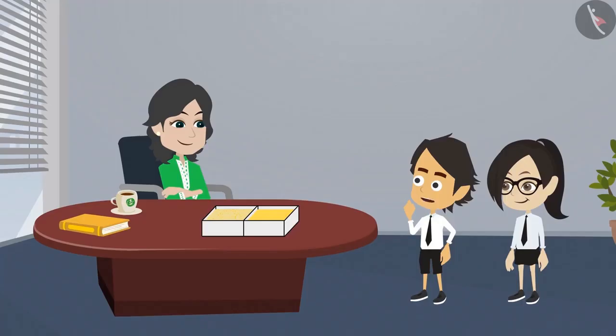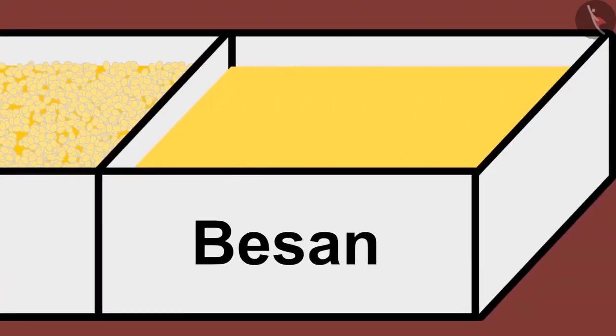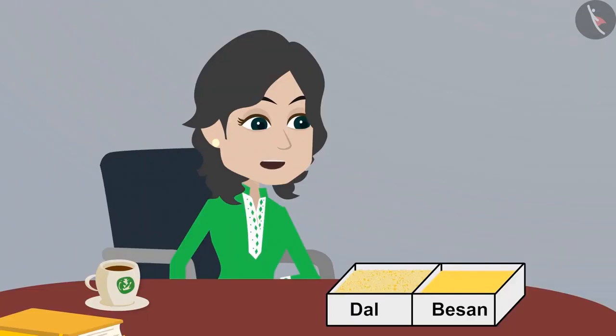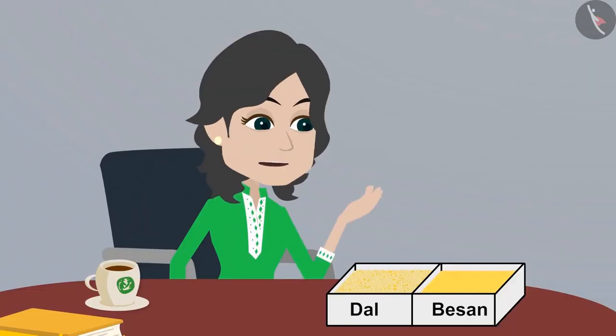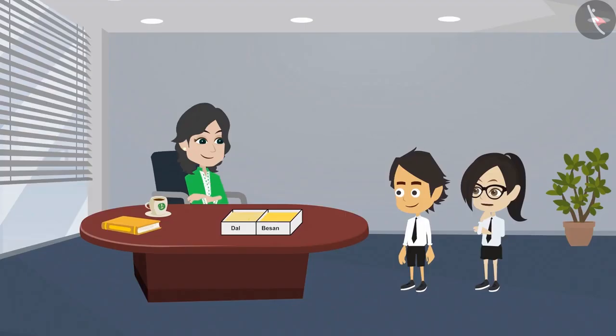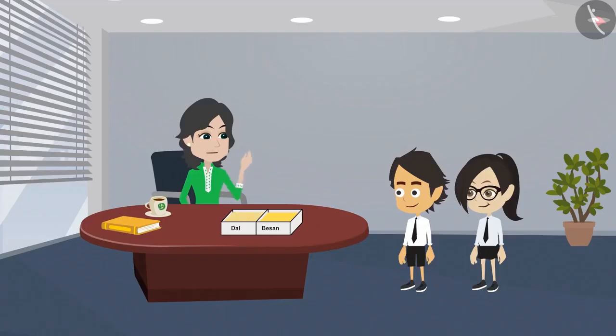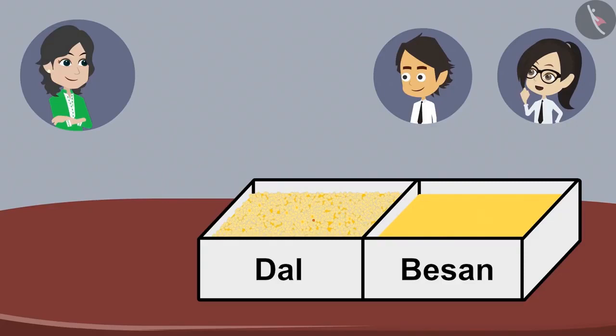What is there in these boxes? Dal and basin. Yes, dal and basin. Tell me, how will you divide dal and basin into two equal parts? We can divide dal into two parts because we can count dal. Okay, please try. I will start counting from this pile of dal.